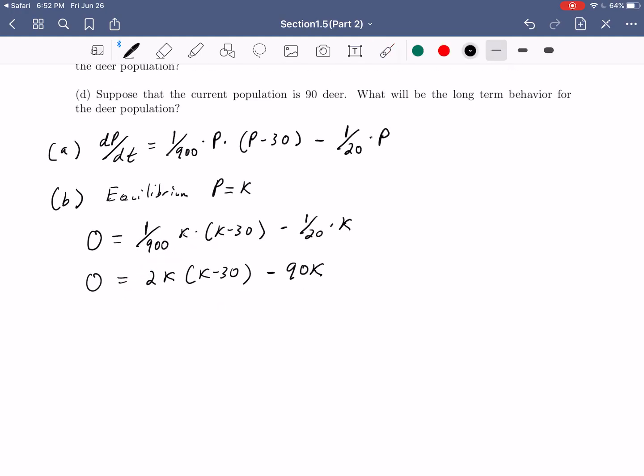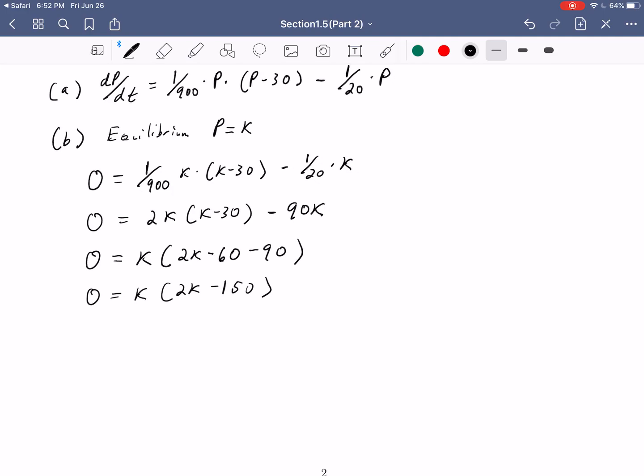All right. We can factor a k out of that. So we can get k, and then we can distribute that 2 in. So we get 2k minus 60 minus 90. Yep. Okay. And then we get k and 2k minus 150. And then we can factor a 2 out again, 2k and k minus 75. So it looks like our equilibrium would be k equals 0 and k equals 75.